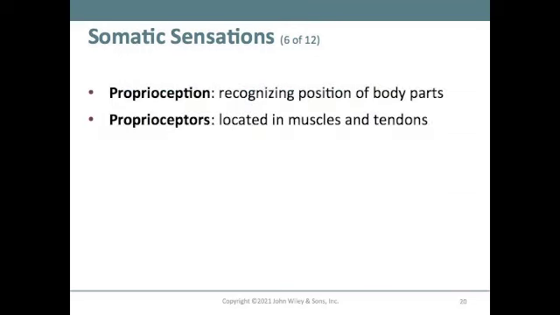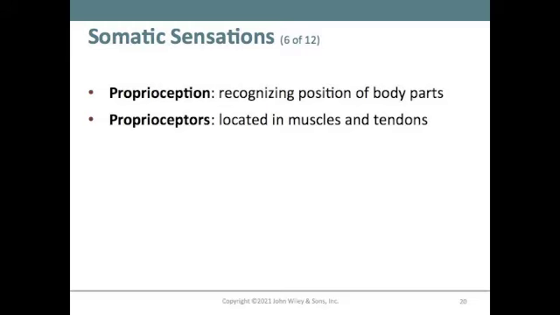Moving on to the next slide, proprioceptive sensations allow us to recognize that parts of our body belong to us. In other words, they belong to ourself. They also allow us to know where our head and limbs are located and how far they are moving even if we are not looking at them. So we can walk, type, and dress without using our eyes.